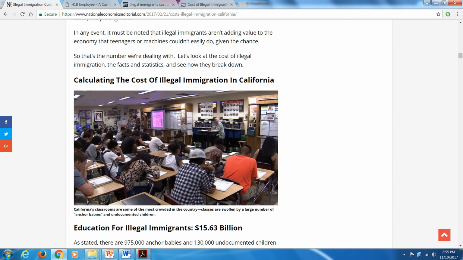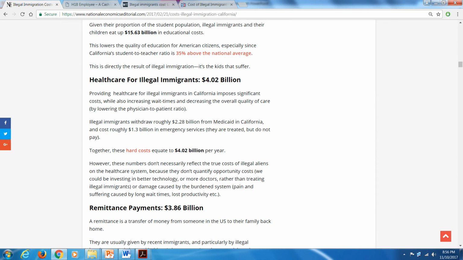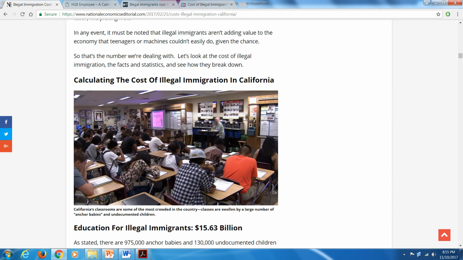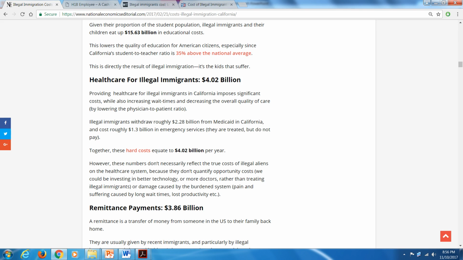Then education for illegal immigrants, 15.63 billion. That's another estimate from a National Economics editorial. Healthcare, 4.2 billion. This is for California, by the way, and 15.3 billion. That's also a California number. So 4.202 billion for healthcare costs in California.